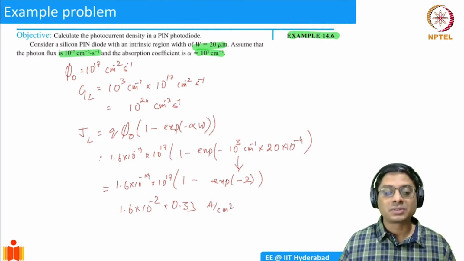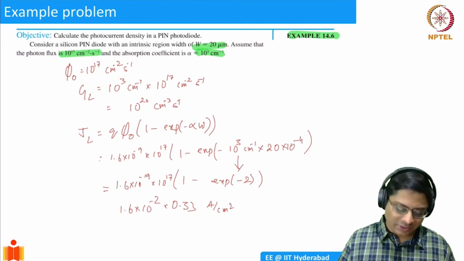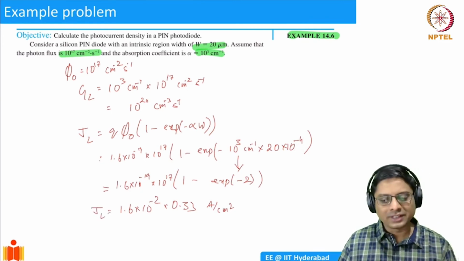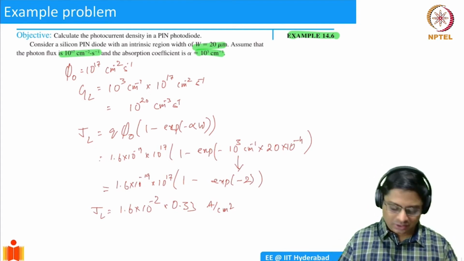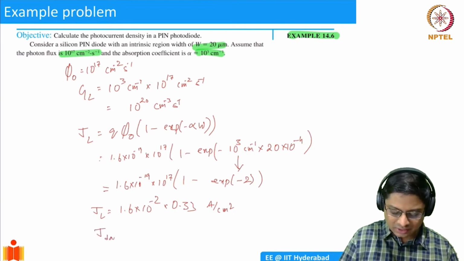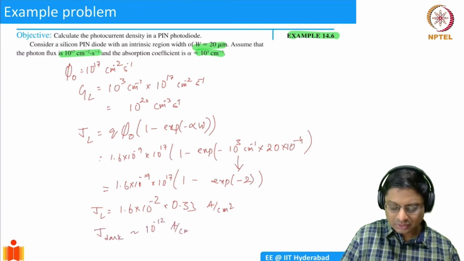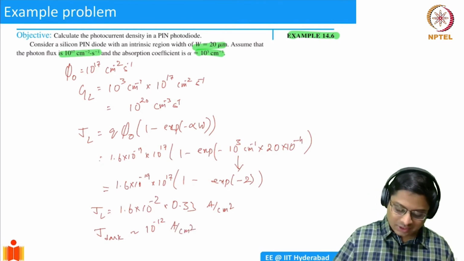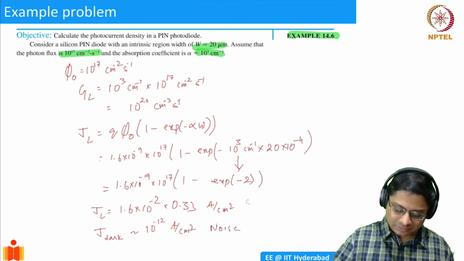Again, this current is much more significant than the reverse saturation current. The reason I'm pointing this out is that this is the light induced current. But in my devices, it turns out that my background is a dark current, without any light. That is J dark, and that is going to be 10 power minus 12 amps per centimeter square. So this is good for us. Signal to noise ratio is going to be high. This is noise, the current you get without anything. And this is my signal.